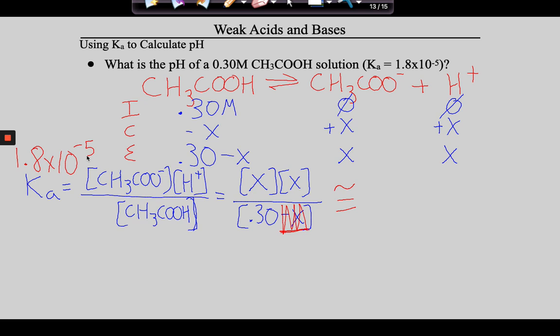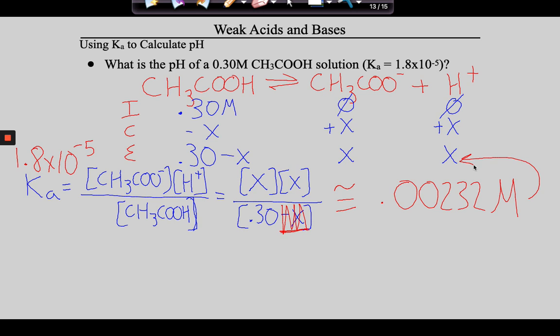1.8 times 10 to the negative fifth, and then we just multiply that by 0.3. Then how do we solve this for x? Is it fair for me to just say take the square root? So guys, we take the square root of that, and it is 0.00232 molar. So guys, we now know the molarity.